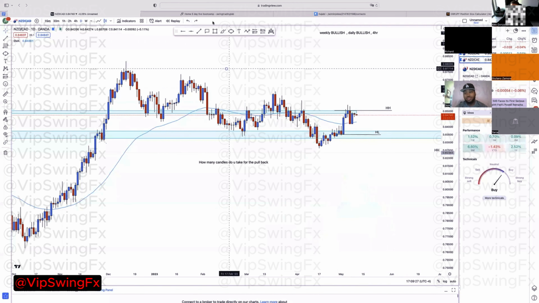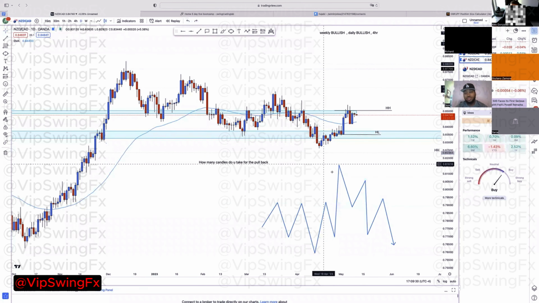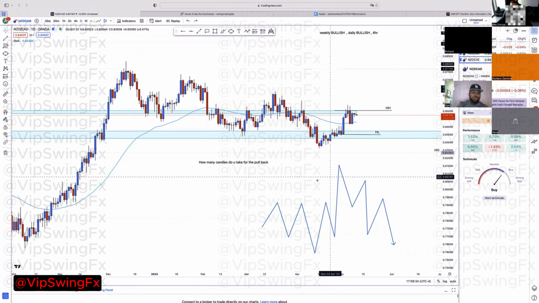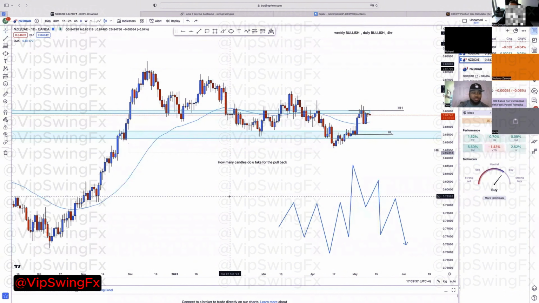Like it's whatever makes it look like an elbow. If that makes sense, type 1. If it doesn't, type 2. And I'm going to show you guys exactly what I mean right now.